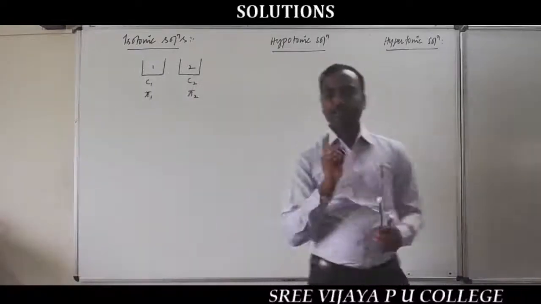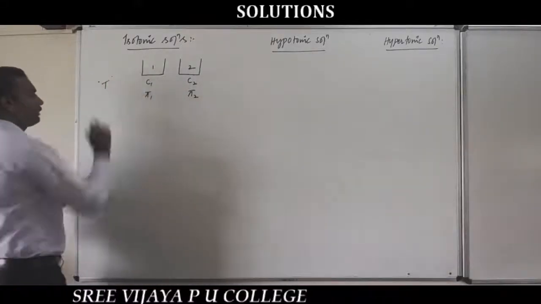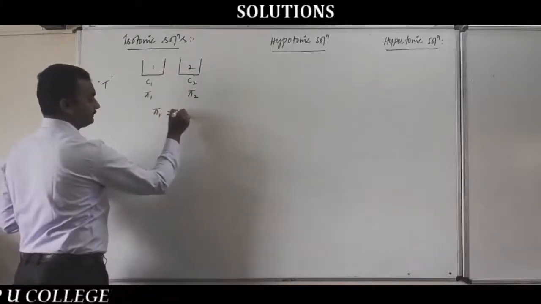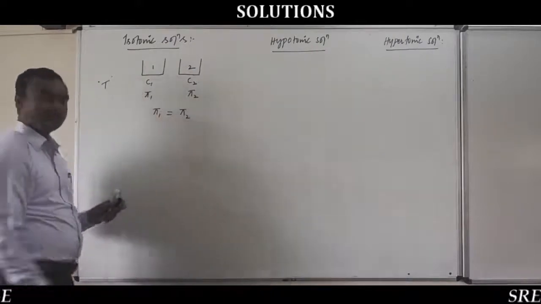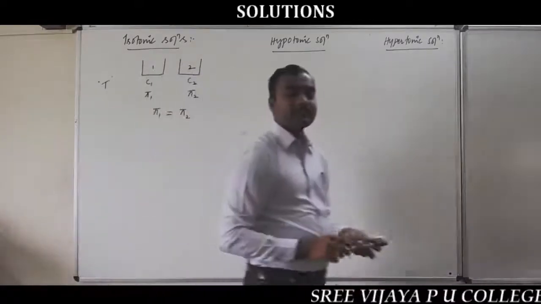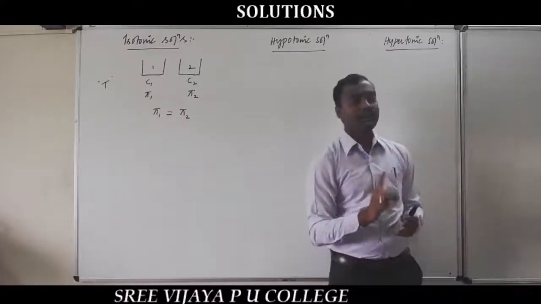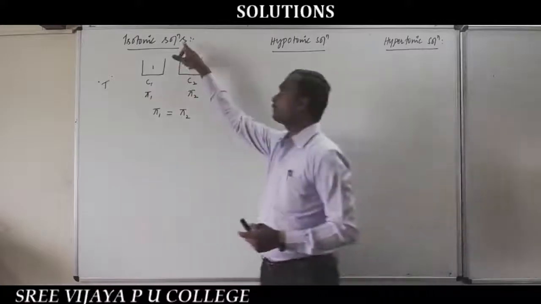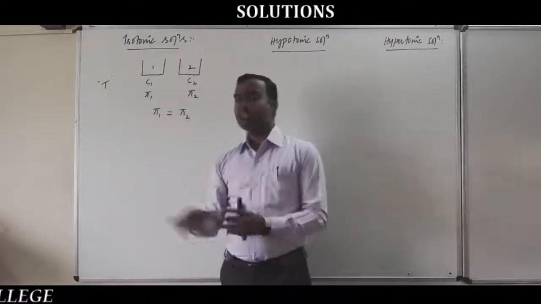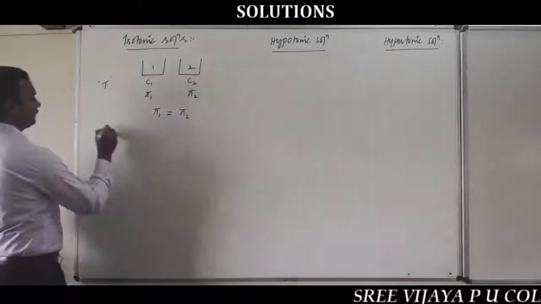What is the condition for isotonic solutions? At a given temperature, with temperature constant, if two solutions have the same osmotic pressure, that is pi 1 is equal to pi 2, those types of solutions are called isotonic solutions. This is very important for 1 mark. They ask: what are isotonic solutions? Isotonic solutions should be plural, because it is a comparison; if you compare and they are equal, those solutions are called isotonic solutions.